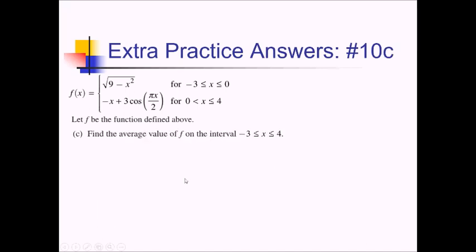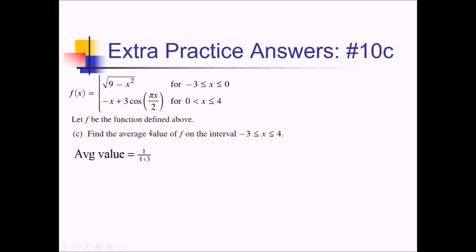On this problem, we're trying to find the average value of this piecewise function over the interval negative 3 to 4. So this is going to be a little bit of a mess, but let's start it off here. So for average value, we need 1 over the interval length. So that's 1 over 4 minus negative 3, or 1 over 4 plus 3, times the integral from negative 3 to 4 of f of x.